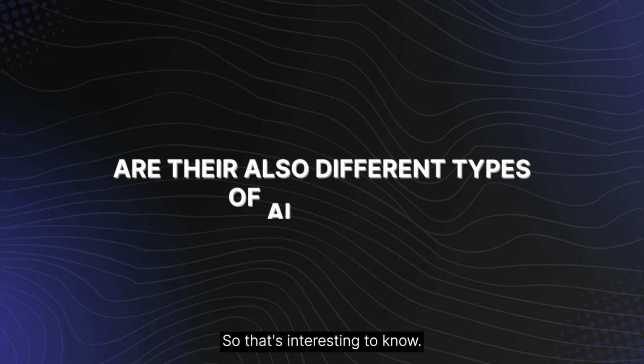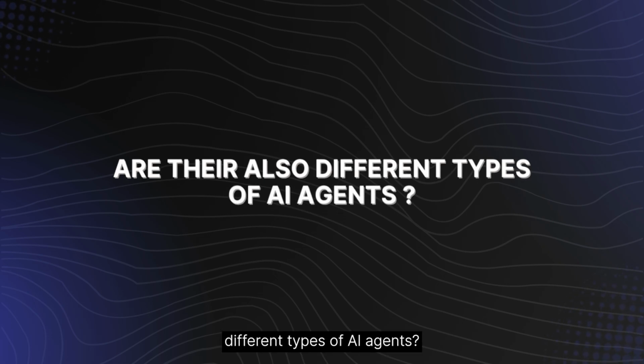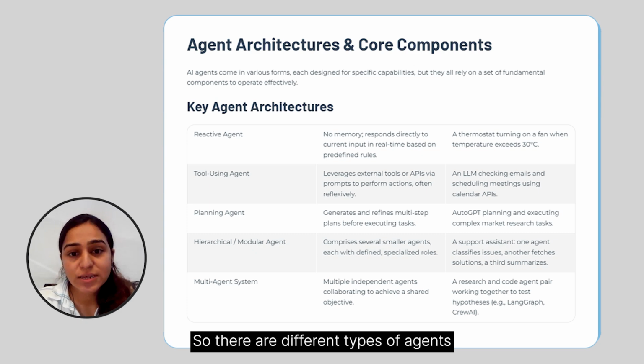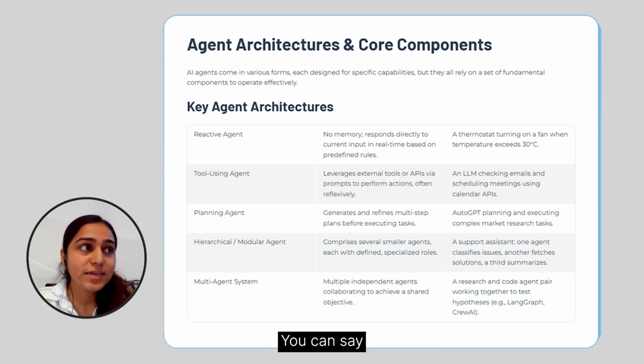So that's interesting to know. Are there also different types of AI agents? Yes, so there are, we would say, different types of agents or architectures, you can say.